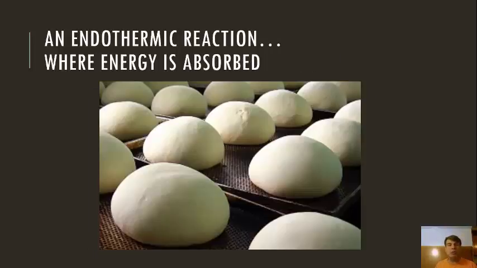There are also endothermic reactions. Remember, exo means outside, endo means inside. So an endothermic reaction is where the energy is absorbed into something, such as when dough rises. That's an endothermic reaction where energy is absorbed into something. Well, so basically heat is the number one kind of thing given off in a chemical reaction.